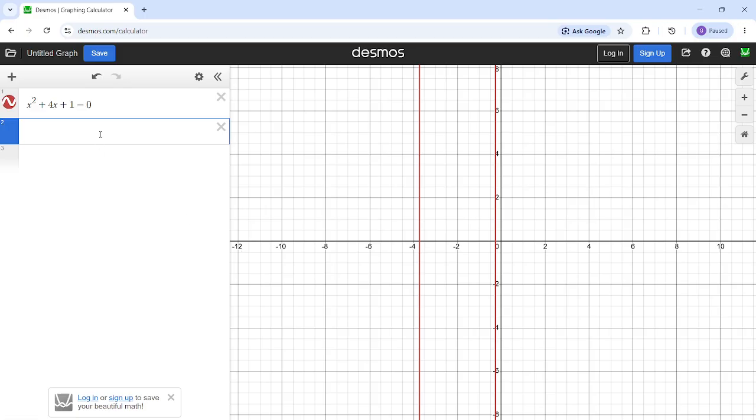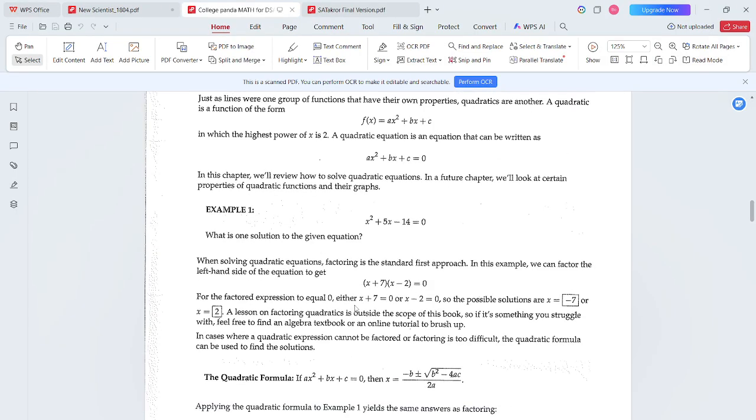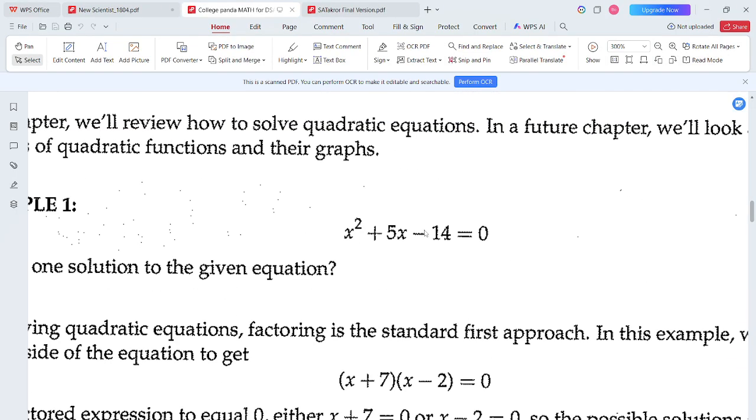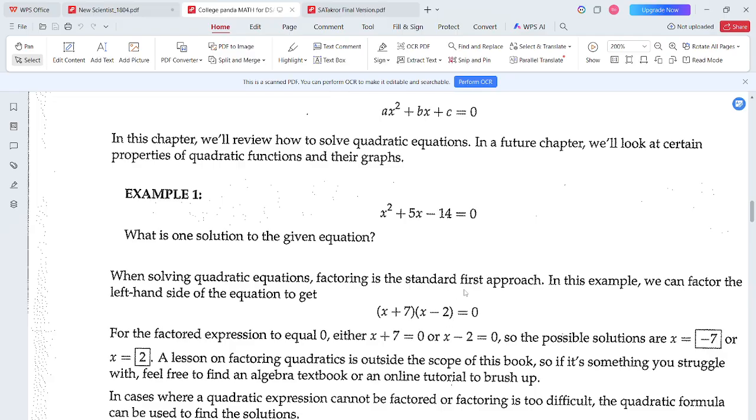Now, the first way is the paper way, if you want to solve it without Desmos, which is factoring out. If you have something like this, let me show you from the book. If you have something like x squared plus 5x minus 14 equals 0, you can factor this whole thing like this. I think you all know factoring. It's not important. Even if you don't know, it doesn't make much of a difference.